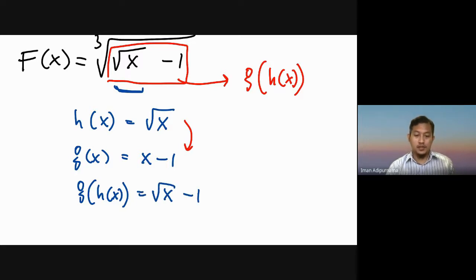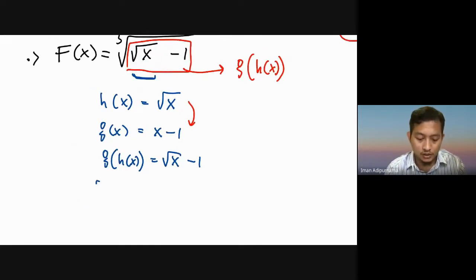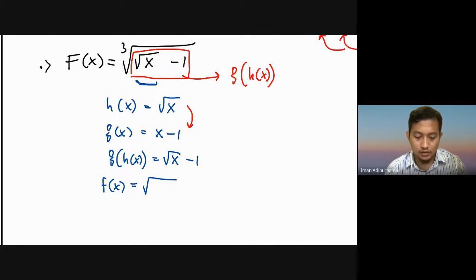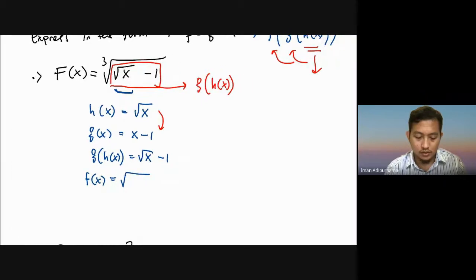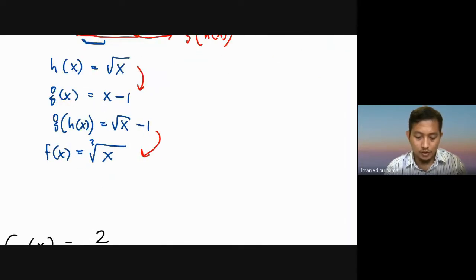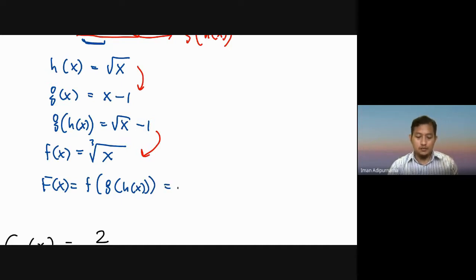Okay, and then the last one will be f. Yeah, this is the square, and then you put in this, and it will be your f. It's f of g of h.